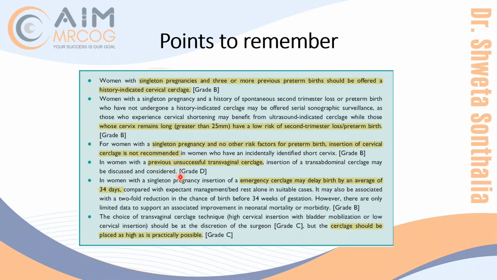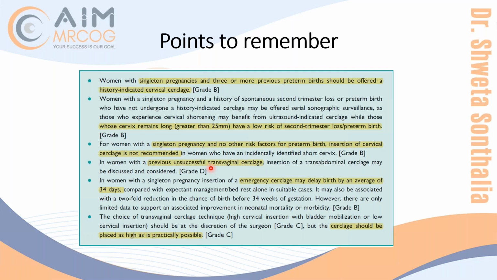Now, what will you do if there is a previous unsuccessful transvaginal cerclage? Here I will tell you what is the catch in between, how in the exam they confuse you. Previous unsuccessful transvaginal cerclage means you have to understand, was it a good quality cerclage? Was it elective or an emergency? If it was done in an emergency, the chances of failure will be more. So if you have done it in an emergency, next time you will do vaginal only, but as an elective. If you have done a McDonald's, because McDonald's is lower than Shirodkar, they want you to put the cerclage as high as possible.